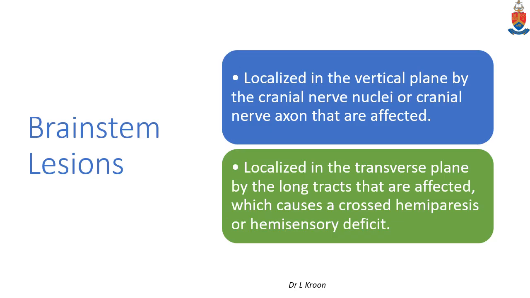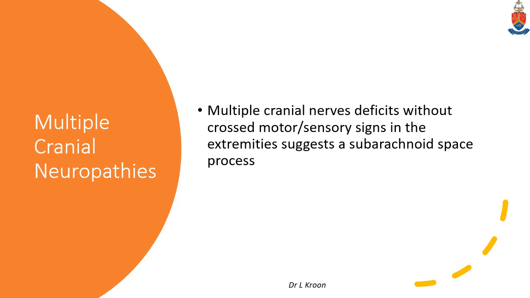As I mentioned already, you can localize in the vertical plane by which cranial nerve nuclear axons are involved, and then you can localize in the transverse plane by which long tracts are affected. By long tracts, I mean the corticospinal tract, the anterolateral system, the descending sympathetics, as well as the dorsal columns, which are carried in the medial lemniscus system when you get to the brainstem. One thing that I have to mention is when you see multiple cranial nerve deficits without long tract signs, that should usually suggest a process outside of the brainstem, usually surrounding the brainstem in the subarachnoid space.